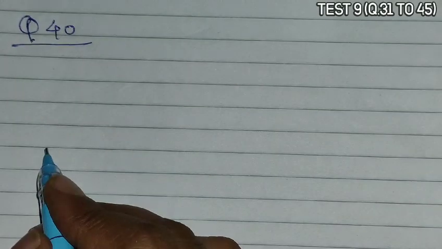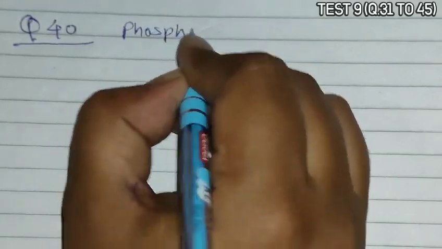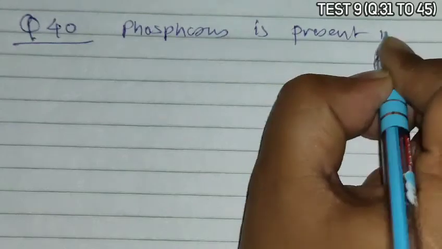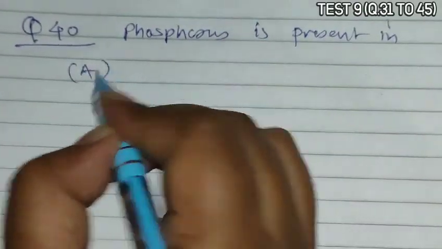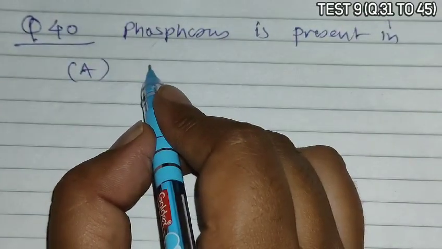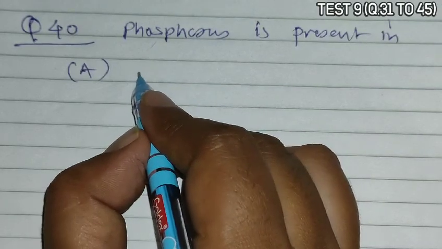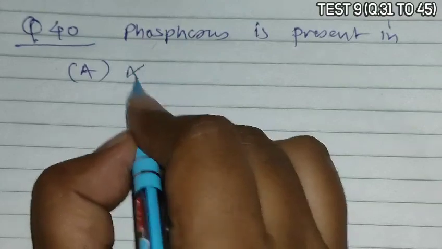Next is question 40. Question 40 asks which structure contains phosphorus. Option A is cell wall and some vitamin. In the cell wall, carbohydrates are present and there are no proteins, no phosphorus, so it cannot be there.